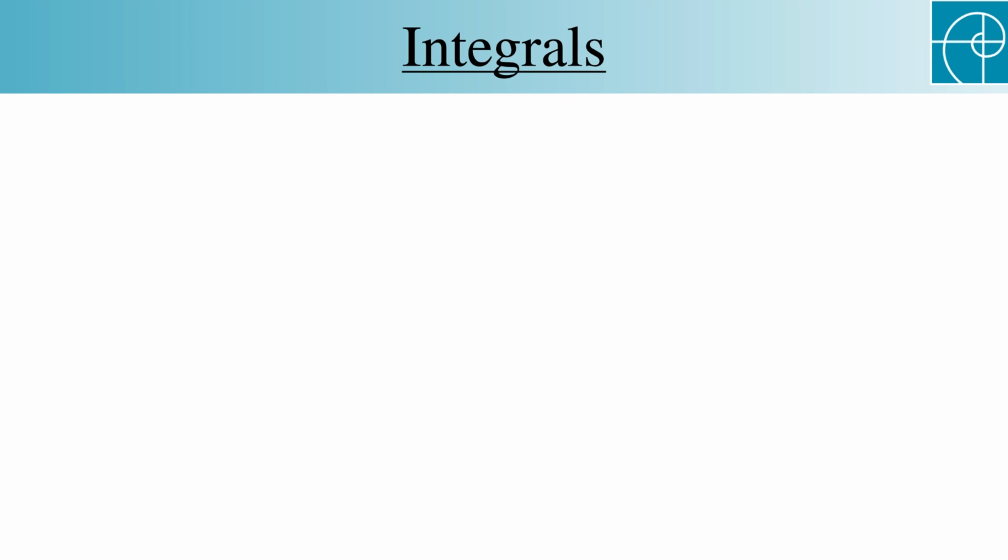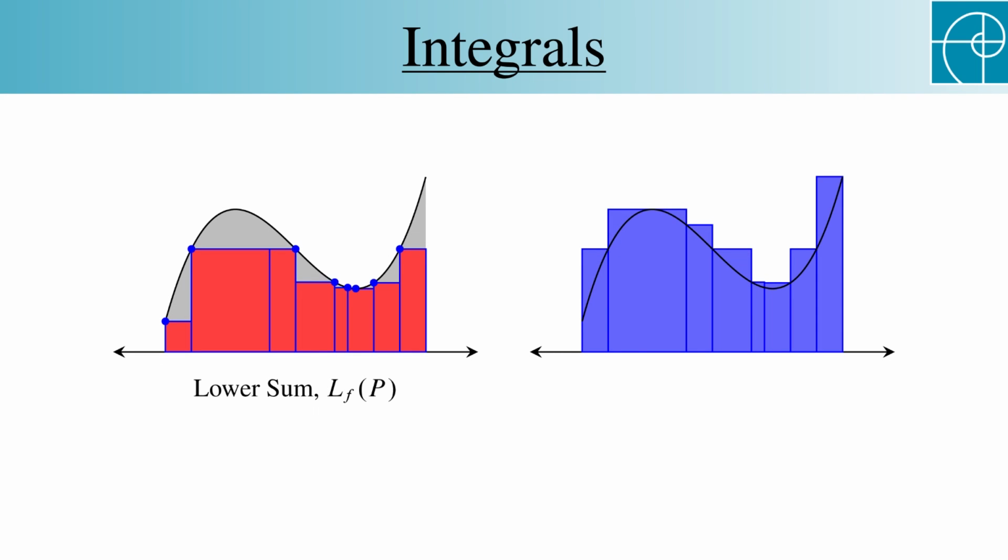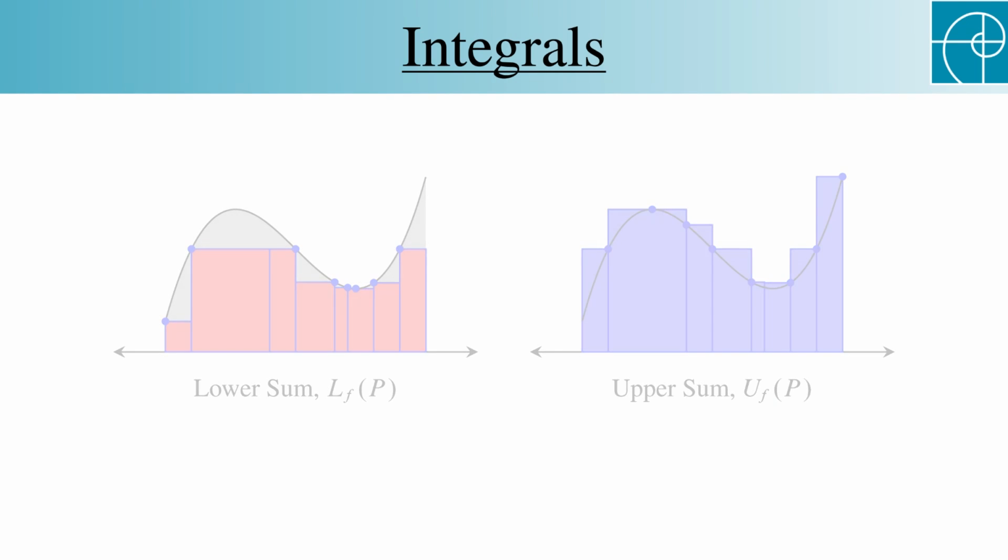Now that we've defined Riemann sums, we can define what it means for a function to be Riemann integrable, or simply integrable. Remember these two pictures. The one on the left represents the lower sum with respect to the given partition, in which the heights of the rectangles are determined by the infima of the function in the subintervals, and the one on the right represents the upper sum, which uses the suprema. We'll use these in the next definition.